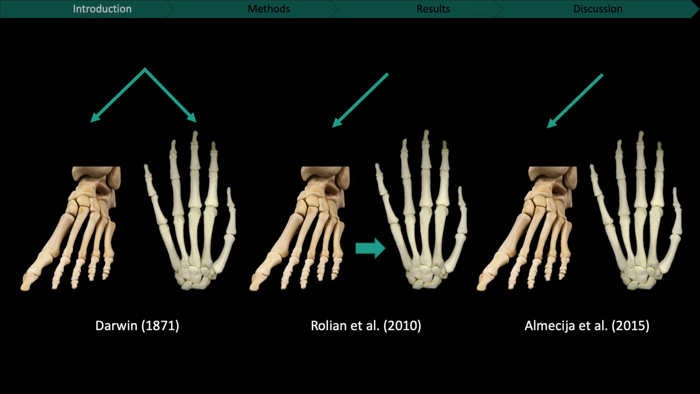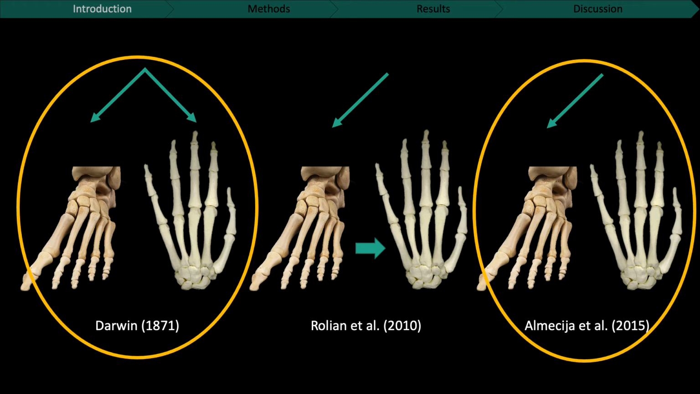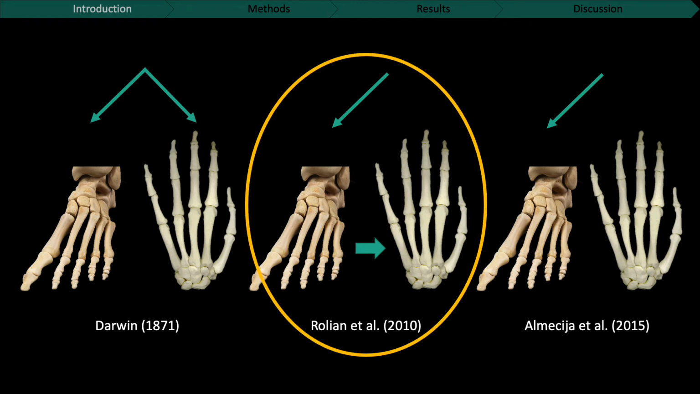Finally, Almethia et al. 2015 hypothesized that the human hand represents the ancestral hominoid condition while the foot is derived. Because the two circled hypotheses here do not rely on changes in one region of the body impacting the other, they would be associated with low integration between the hand and foot for Homo alone, matching my prediction.